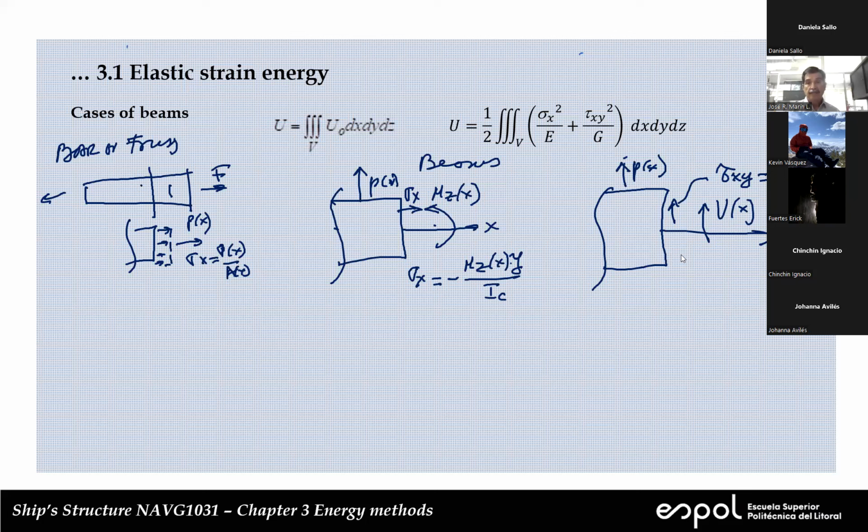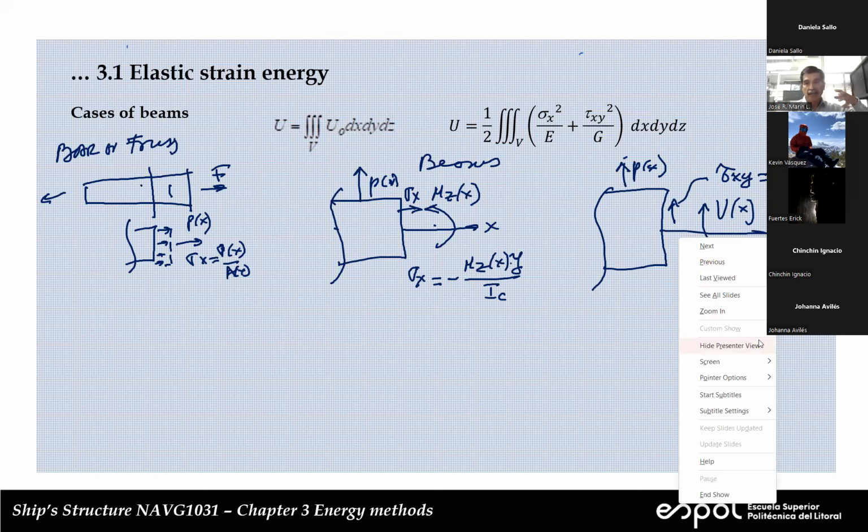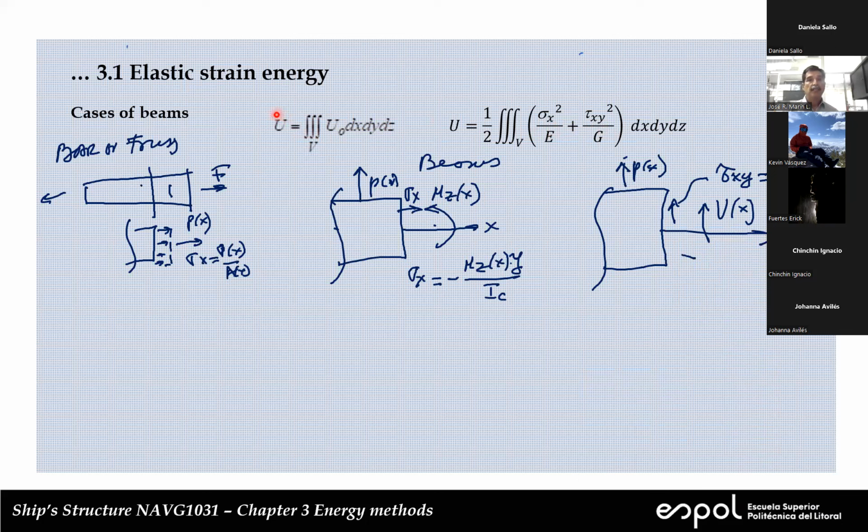So we could have, specifically for this course, only two terms to evaluate the stored or the strain energy. And to replace here, we could have either the case of bars, in which case we can replace this into here, okay? We can also have sigma because of the bending, we could have this expression replacing here, or we could have this and here if we consider the shear.